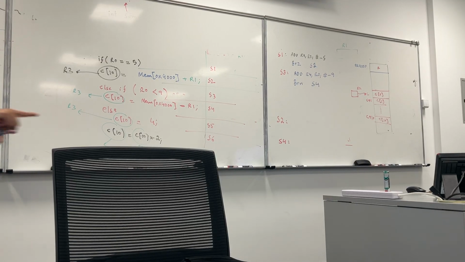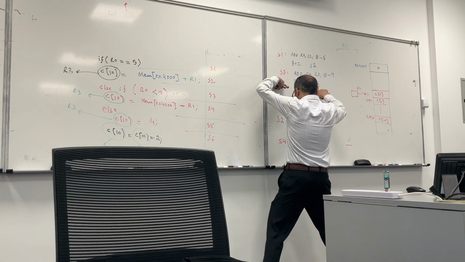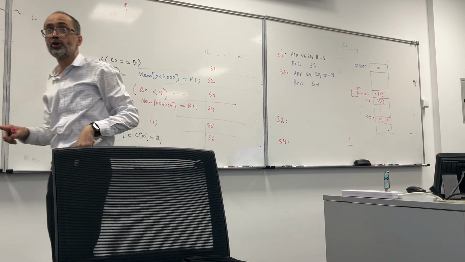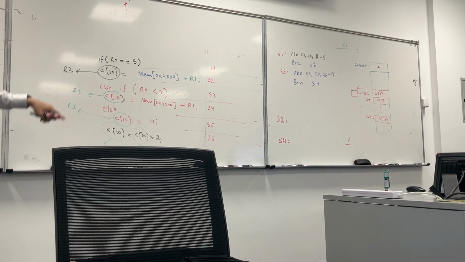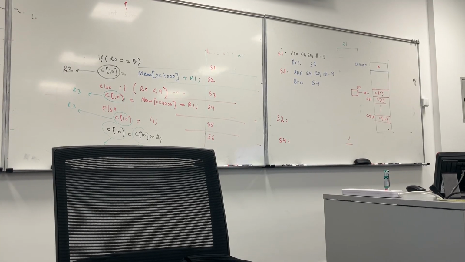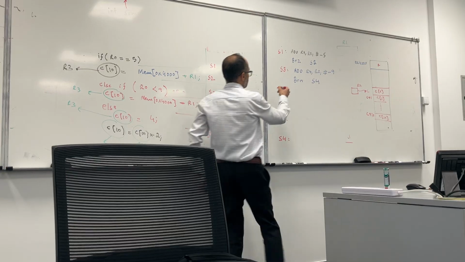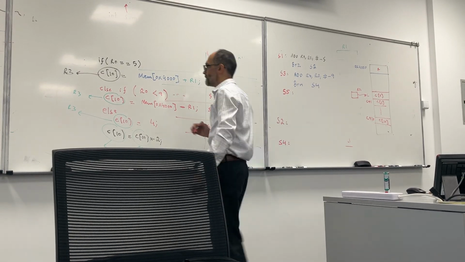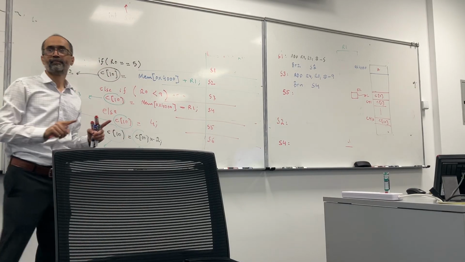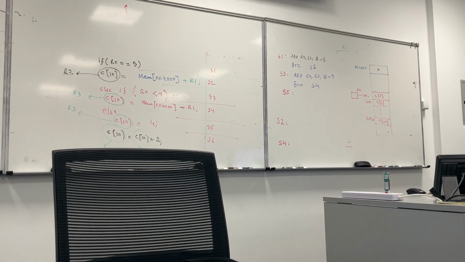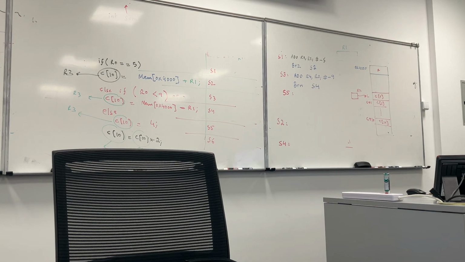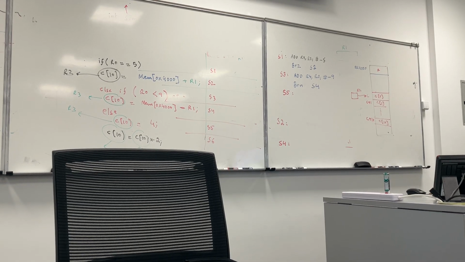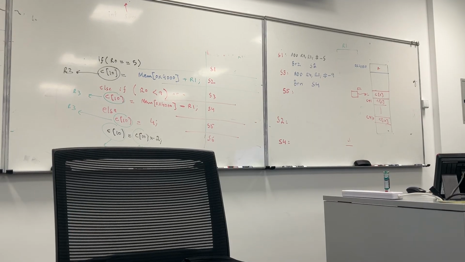Now there are two possibilities. If the condition is true, I will jump to S4. If the condition is false, where should I jump? S5, which is your else. So I'll jump to S5 now. When we jump to S5, what is the value of C10 now? 4. So C10 is equal to 4.